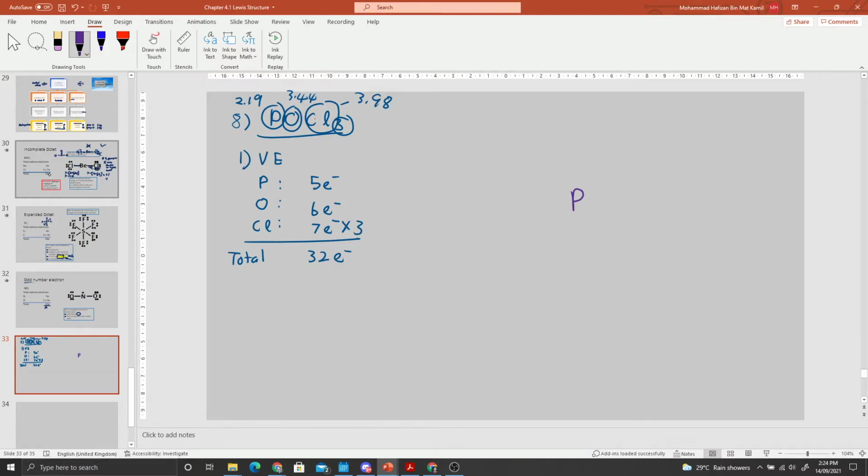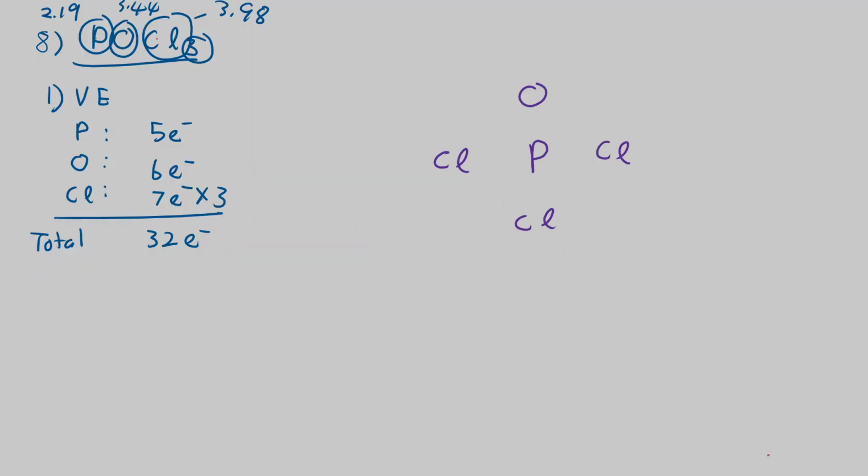Okay, so we have satu oxygen and 3 chlorine. Doesn't matter you susun macam mana, still the same. Okay, and then kita perlu sambungkan dia kan. So let's sambungkan. So kita sambung. Okay, when kita sambung, kita dah guna 1, 2, 3, 4, 5, 6, 7, 8. Kita dah guna 8 electrons.